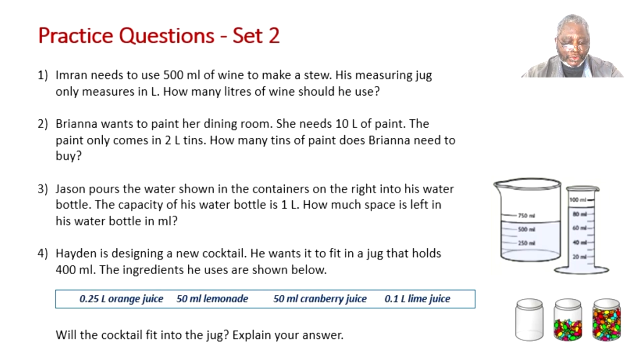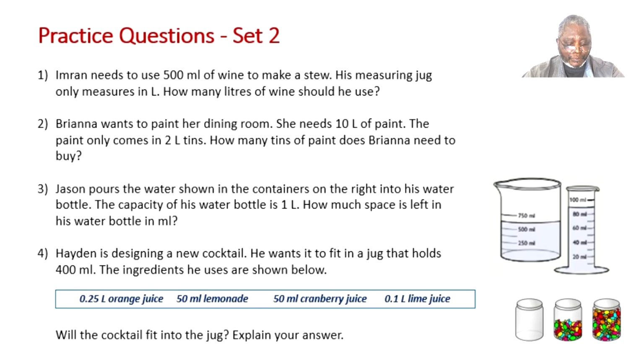Jason pours the water shown in the containers on the right into his water bottle. The capacity of his water bottle is 1 liter. How much space is left in his water bottle in milliliters?